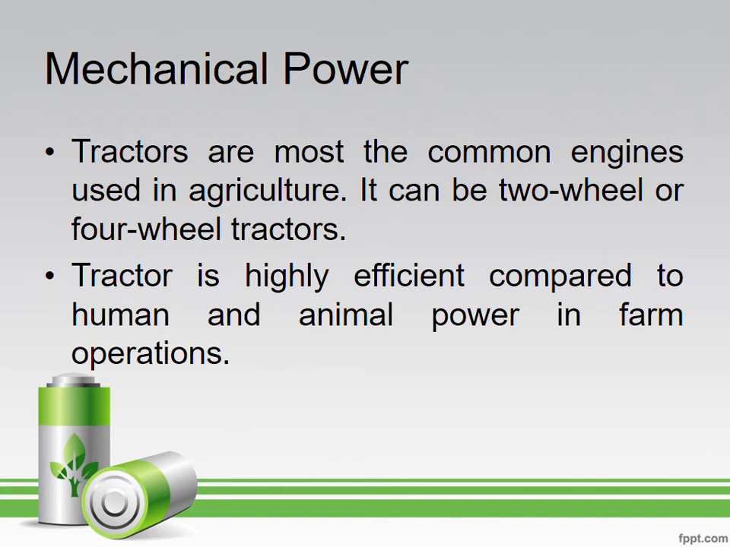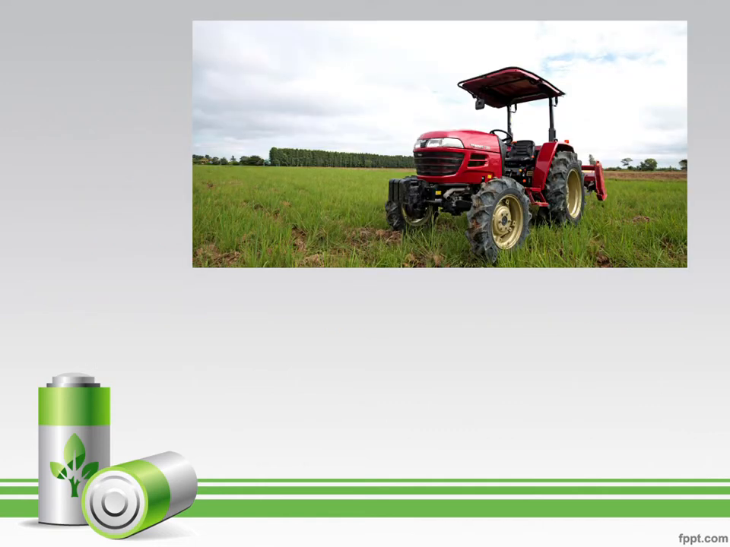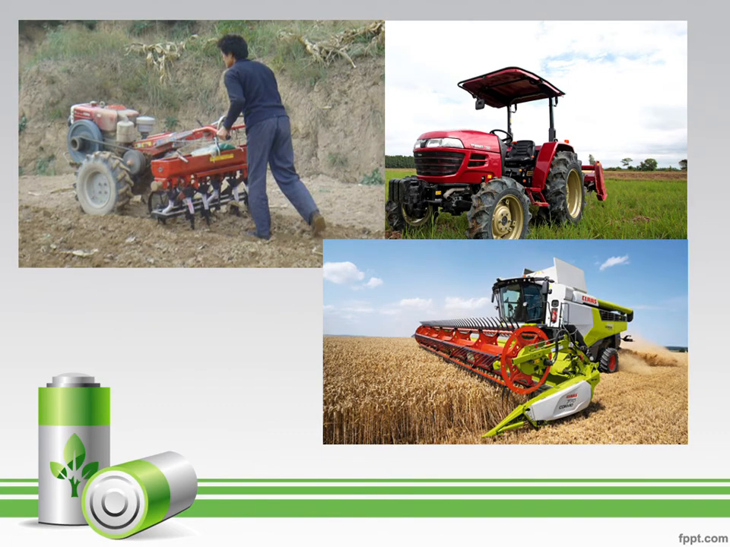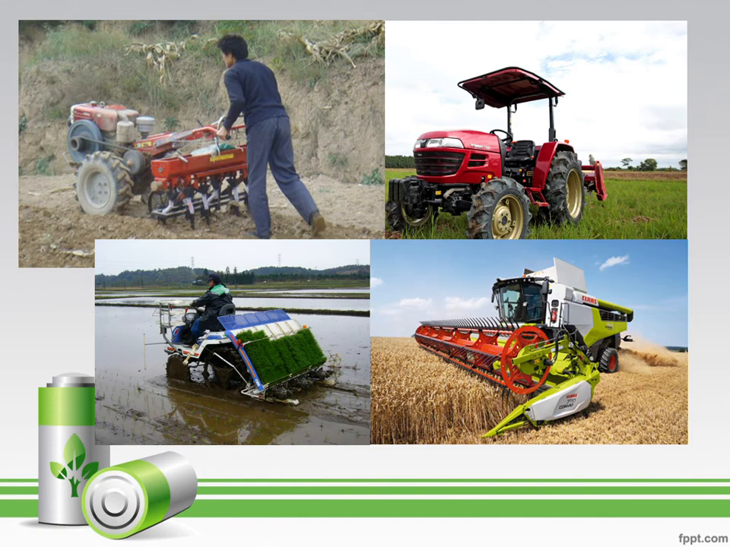Punta naman tayo sa mechanical power or engine power. Tractors ang pinaka-common engines na ginagamit sa agriculture. It can be two-wheel or four-wheel tractors. And then, mataas ang efficiency ng tractor compared to human and animal. Examples are four-wheel tractor, the two-wheel tractor, the combine harvester, the rice transplanter.